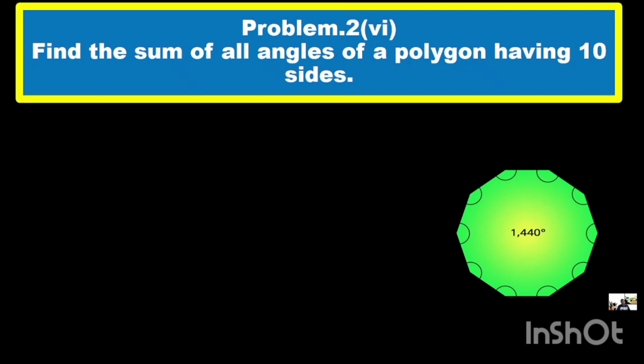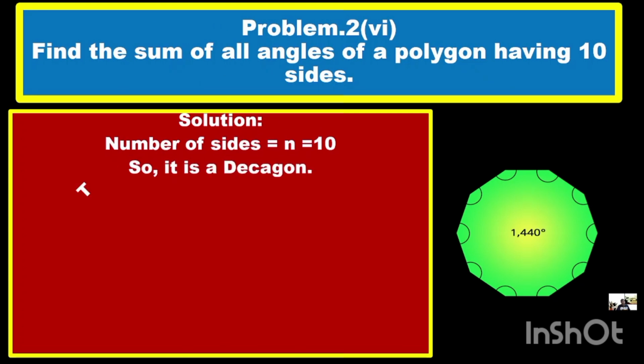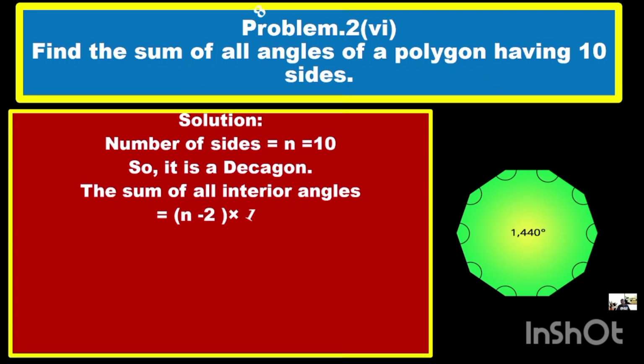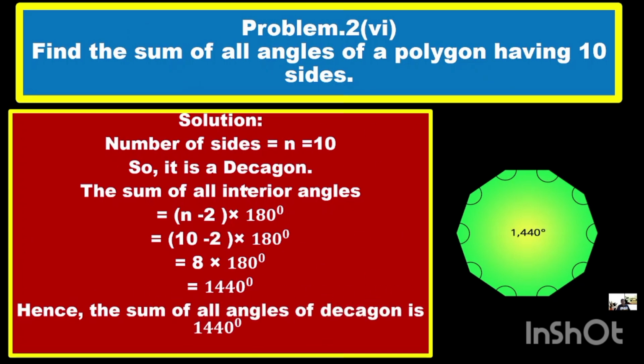Find the sum of all angles of a polygon having 10 sides. Look at the diagram and try for the diagram also. Part of understanding. Number of sides n is equal to 10, so it is a decagon. The sum of all angles of a decagon is (n minus 2) into 180 degrees, which is (10 minus 2) into 180, 8 into 180 degrees, that is 1440 degrees. Hence we got the sum of all angles of a decagon is 1440 degrees.